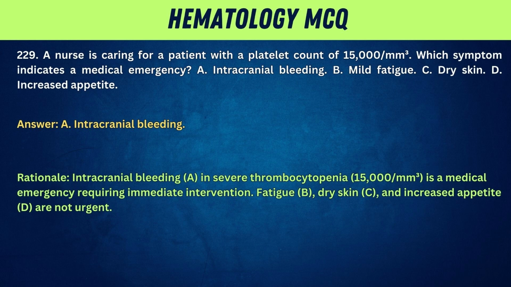229. A nurse is caring for a patient with a platelet count of 15,000/mm³. Which symptom indicates a medical emergency? A. Intracranial bleeding. B. Mild fatigue. C. Dry skin. D. Increased appetite. Answer: A. Intracranial bleeding. Rationale: intracranial bleeding, A, in severe thrombocytopenia, 15,000/mm³, is a medical emergency requiring immediate intervention. Fatigue, B, dry skin, C, and increased appetite, D, are not urgent.